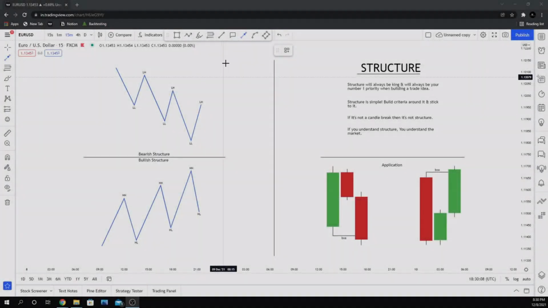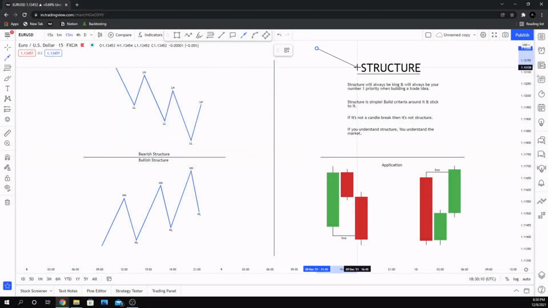Guys, and welcome to the structure video. In today's video we're going to be talking a little bit about structure. We're going to be talking about how we look at structure here at Raven Capital, the different types of structure, some characteristics, and just a few key things that you should keep in consideration when moving forward with the content in Raven Capital.